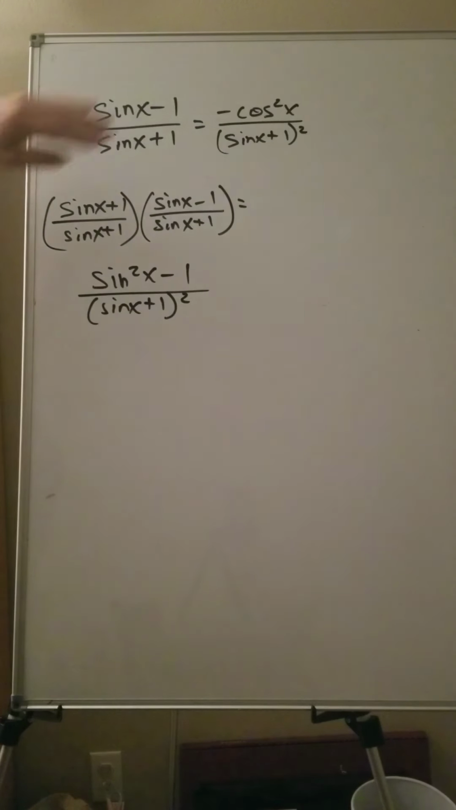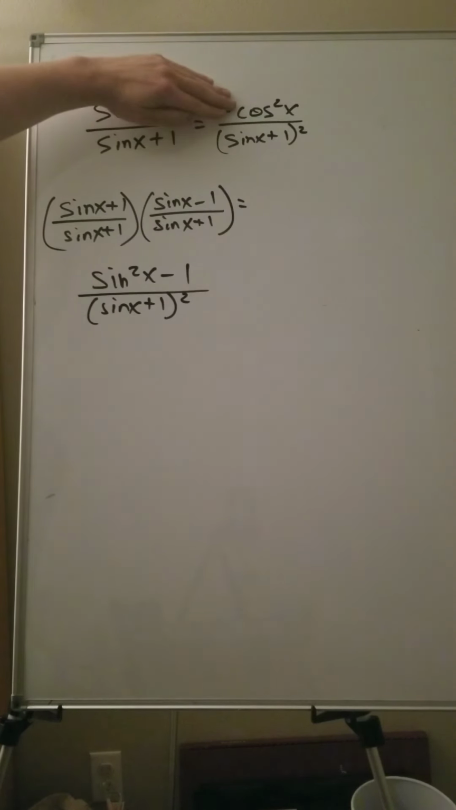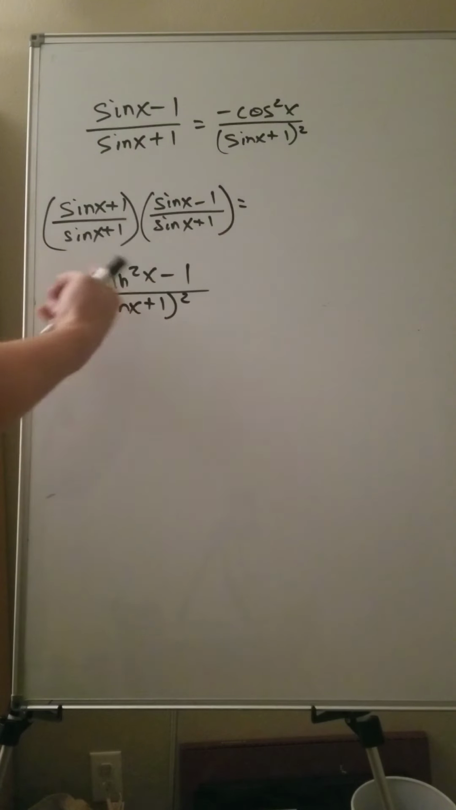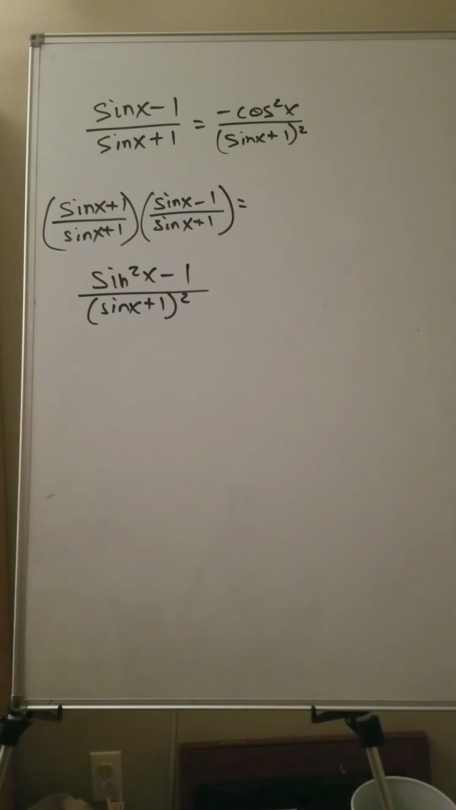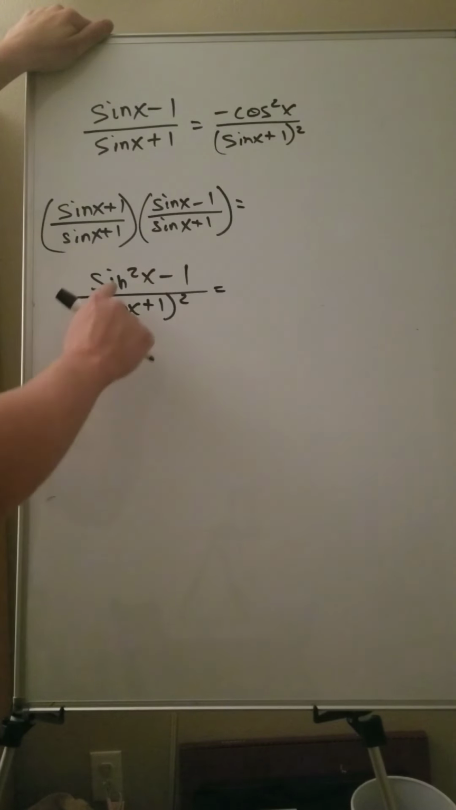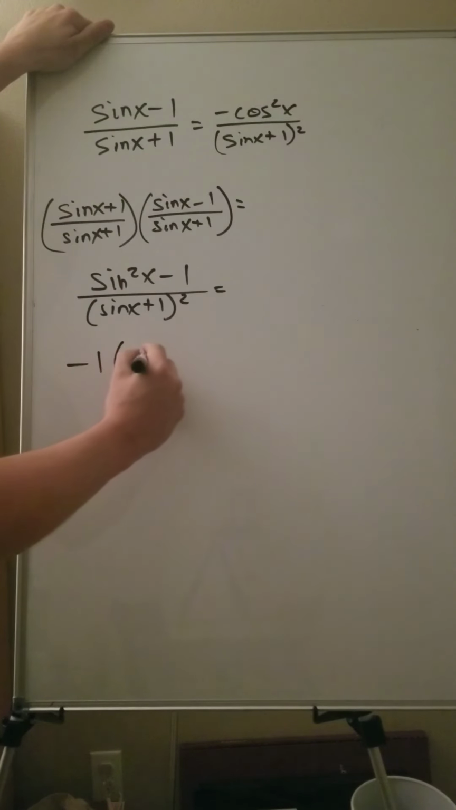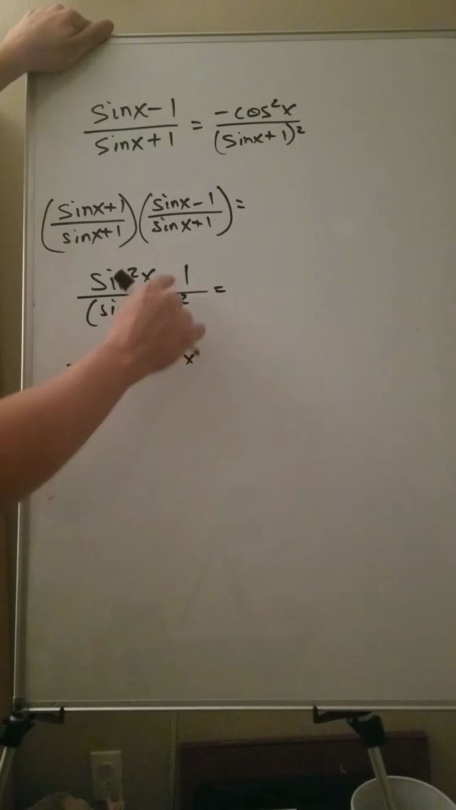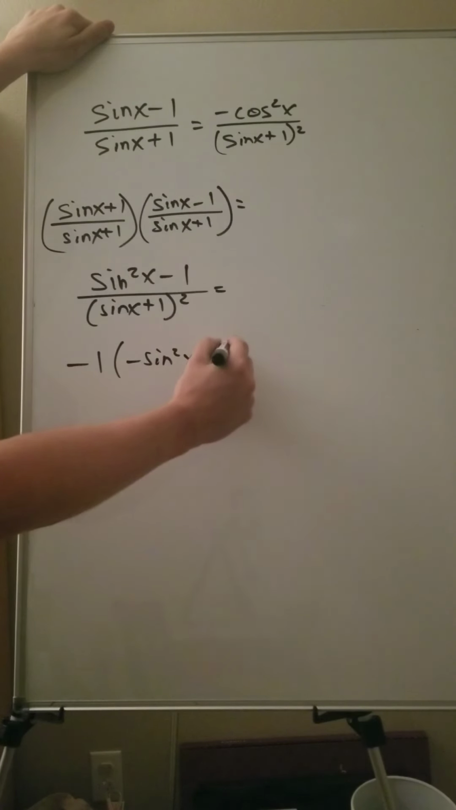Now again, what we talked about is cosine squared is equal to 1 minus sine squared. I don't have 1 minus sine squared. I have sine squared minus 1. So if you think, well, how can I take sine squared x minus 1 and make it 1 minus sine squared x? Well, that's simple. We do it a lot. You can factor out a negative 1. So if I factor out a negative 1 on top, this sine squared becomes negative sine squared x, and this negative 1 becomes positive 1.